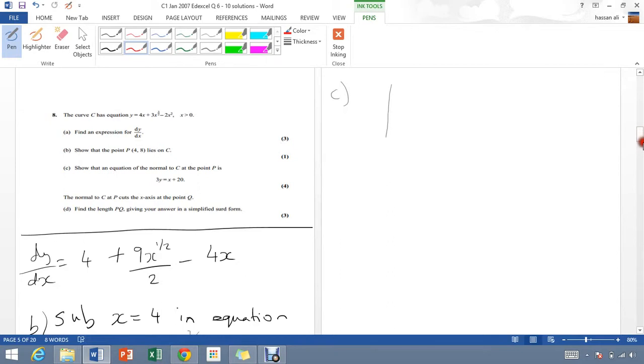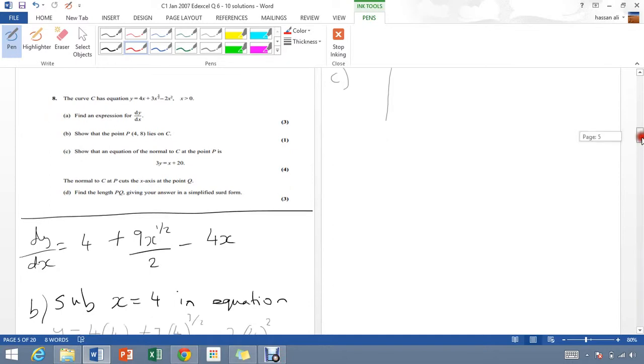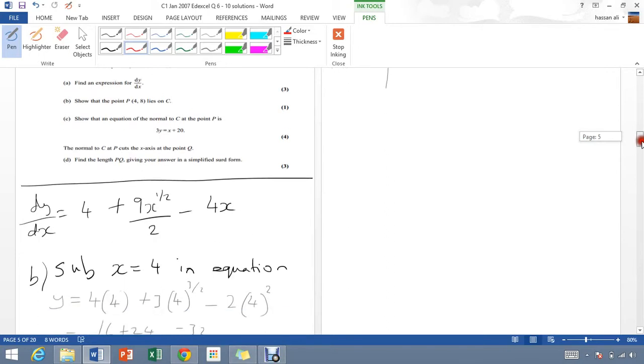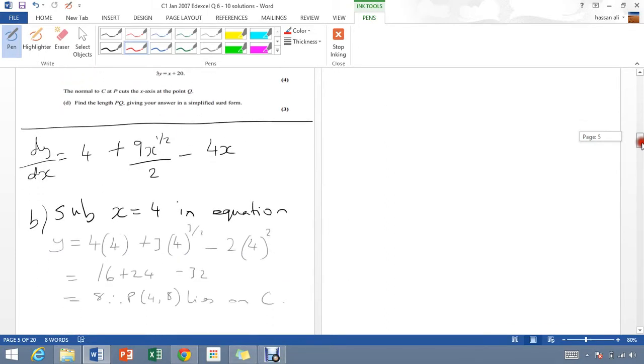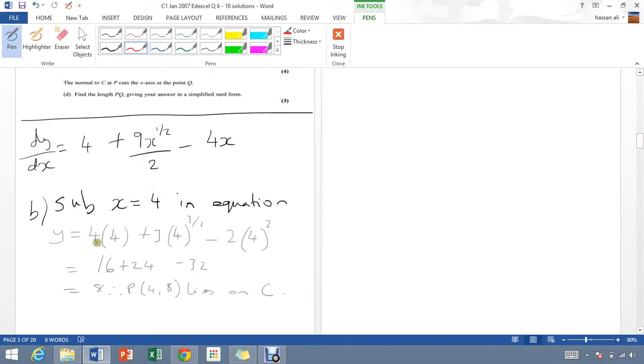So you just substitute x equals 4 into the equation 4x plus 3x to the power of 3 over 2 minus 2x squared, and what you should get is 8. So in other words, when you put 4 in here, if you end up with 8, that just shows that the point P lies on C. Okay, and make sure you explain that these 3 dots just mean therefore P lies on C. Right, so in other words, I'll go through that again quickly. Substitute x equals 4 into your equation. If you get 8, you've just proven that it lies on C.